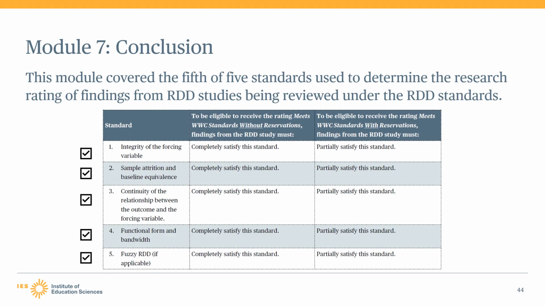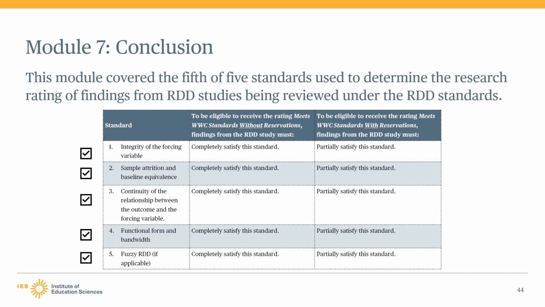This concludes our module on the WWC's fifth RDD standard, or the fuzzy RDD standard. You are now familiar with all 5 standards used for reviewing evidence from RDDs. As shown in this table from the handbook, recall that for RDD study findings to be eligible to receive the highest research rating of meets WWC standards without reservations, the findings must completely satisfy each of the 5 RDD standards.